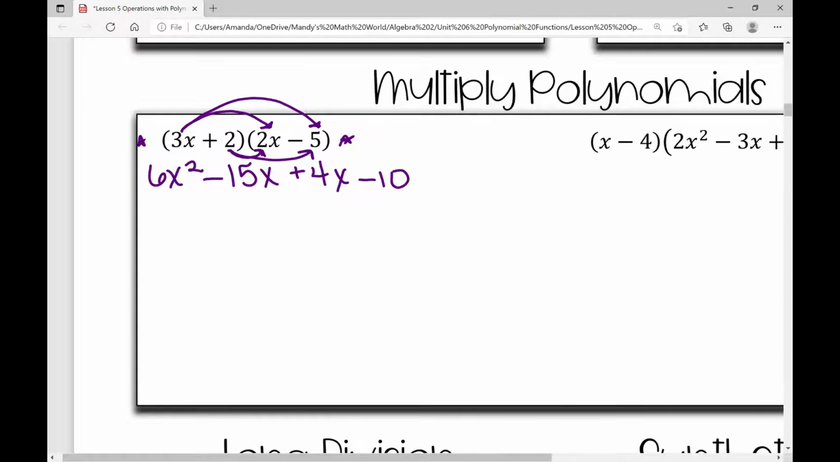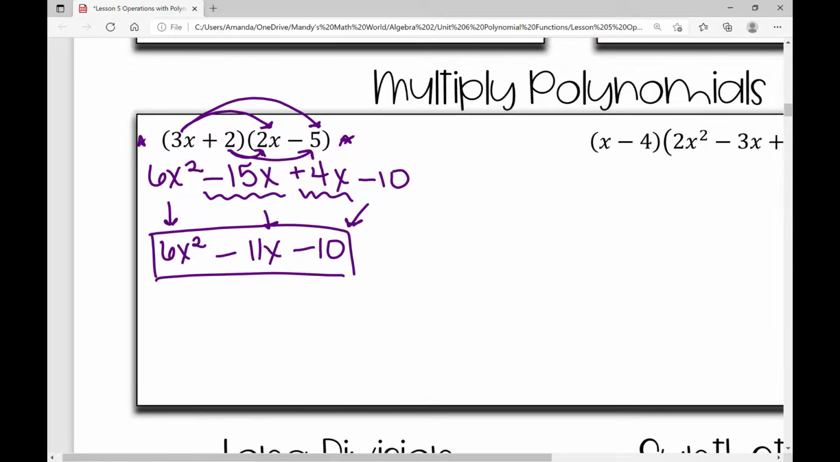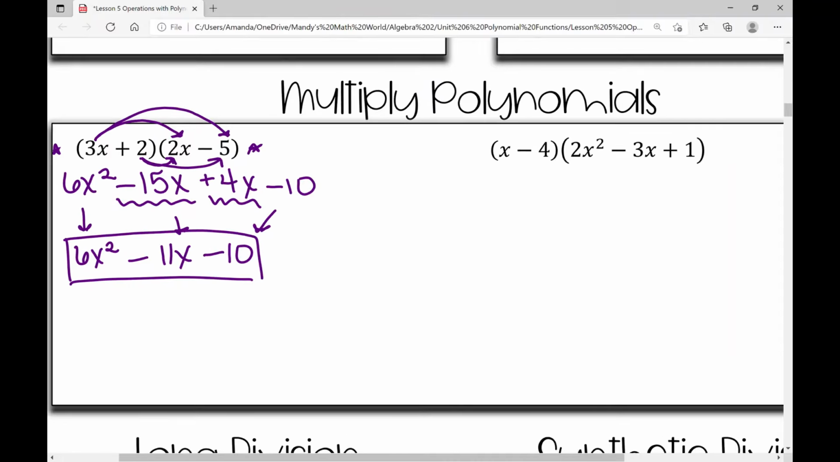And now I'm just going to combine like terms. Negative 15x and positive 4x combine to negative 11x. So 6x squared minus 11x, and then minus 10. And there's my answer. So the other method that you can use if you don't really like, okay, I need to multiply x times every term in this trinomial and then negative 4 times every term in this trinomial.